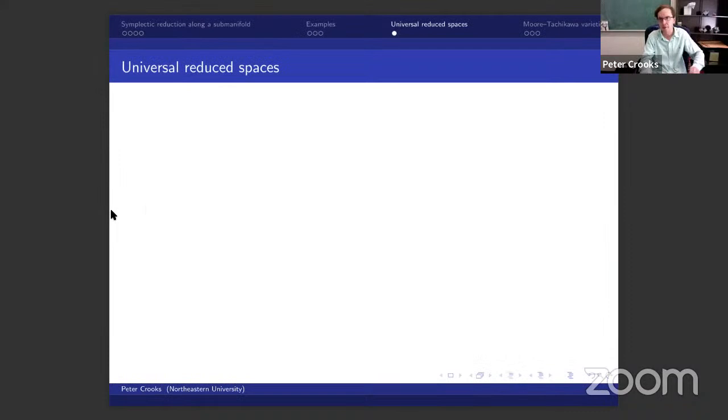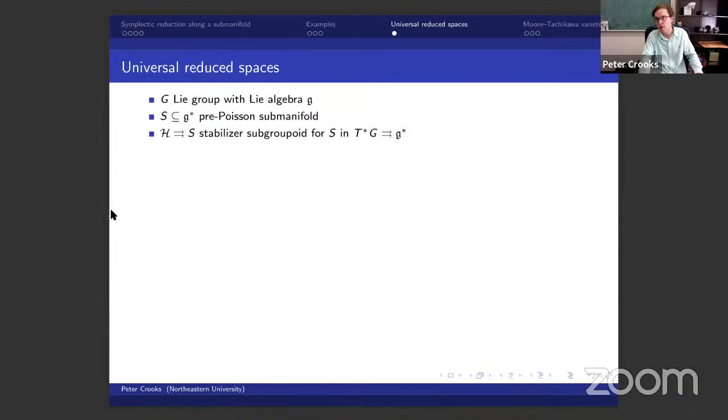So I'm going to take again just a Lie group with Lie algebra G, and what I'm going to do is, inside of its dual, take a pre-Poisson submanifold. I'm going to take as well a stabilizer subgroupoid for that submanifold in the dual of the Lie algebra. And as I said, I'm going to take the cotangent bundle and equip it with the right translation Hamiltonian action. Well, then what do I get when I reduce this cotangent bundle by the group along the submanifold S with respect to H? Well, if all of the hypotheses of that construction are satisfied, these non-degeneracy conditions, if you like, then the space I get is actually going to be a symplectic manifold.